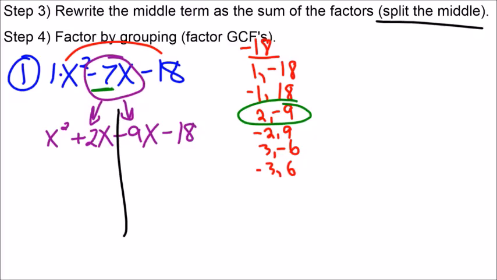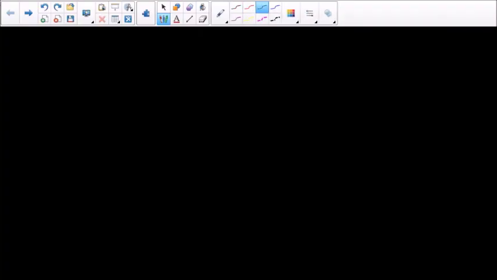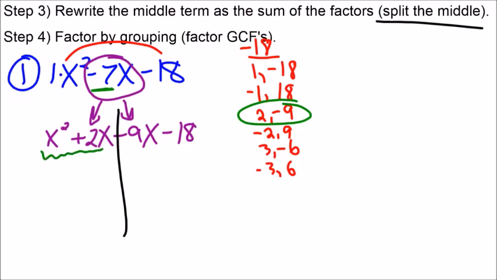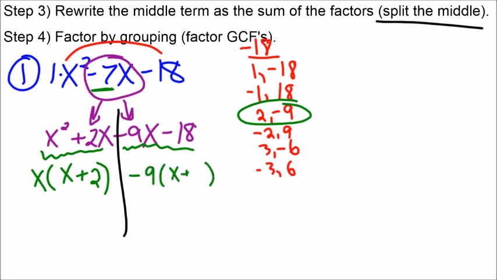So that brings us to our step 4, which is to do actual factor by grouping and factor out GCFs. So if you look at the left side first, x squared plus 2x, those two terms have a GCF of x. So that's what I'm going to factor out, and that will leave me with x plus 2. And now if you look at the right side, you got negative 9x and negative 18. Well, you can factor out a GCF of negative 9. And that will leave me with x plus 2.